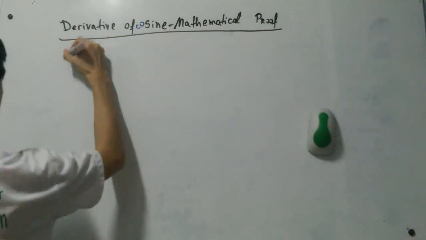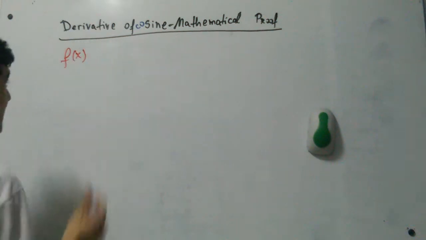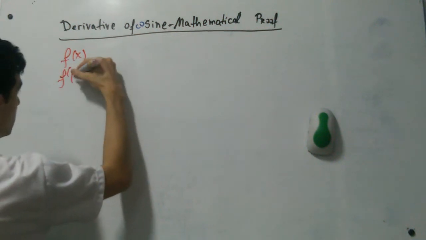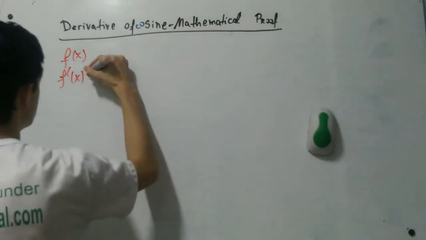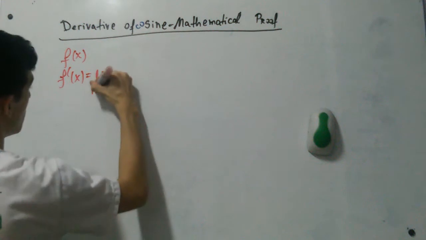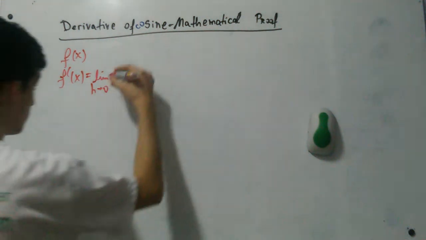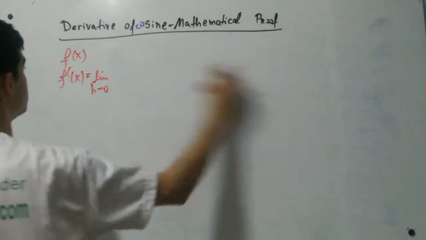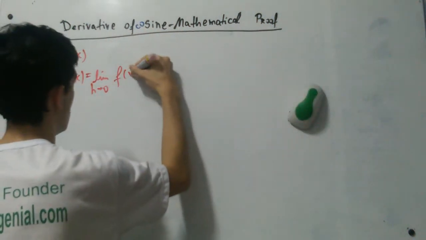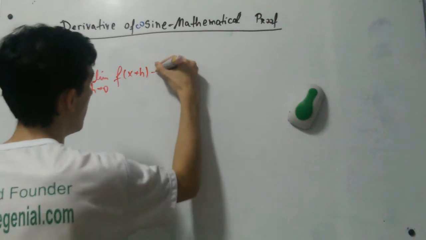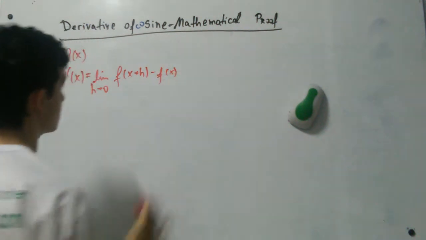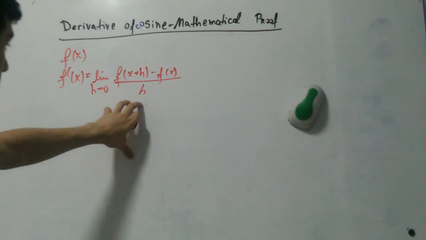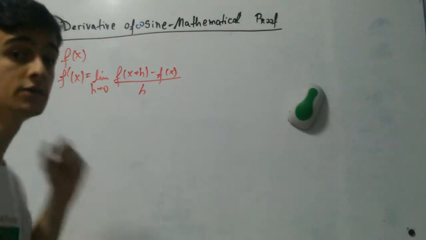So if we have a function f of x, the derivative of this function, which means f prime of x, is equal to the limit when h approaches 0 of f of x plus h minus f of x, divided by h. This is the definition of a derivative using limits.